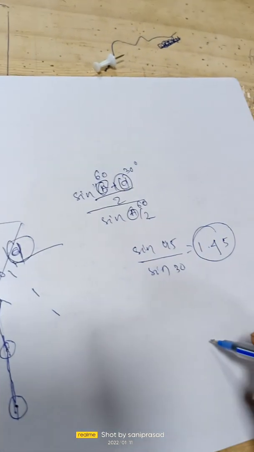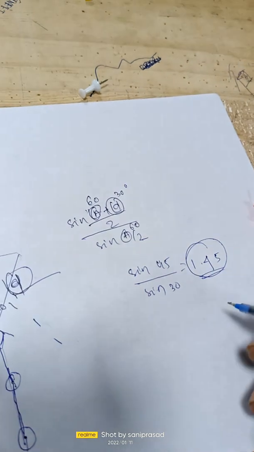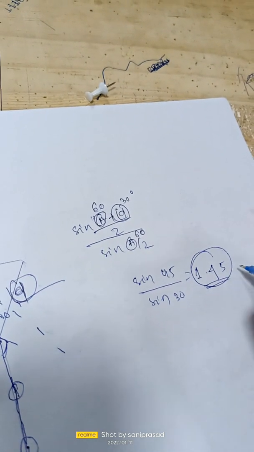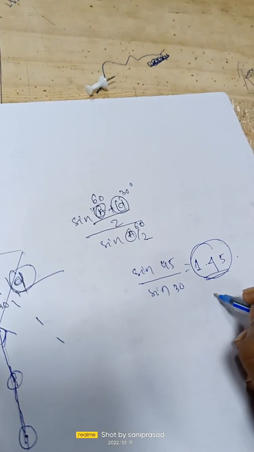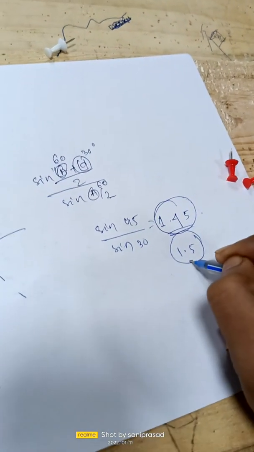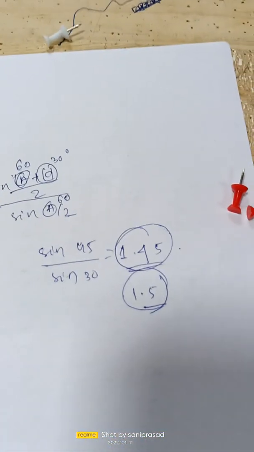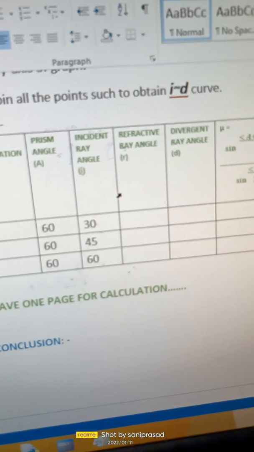Okay, this is the refractive index of a glass prism. It is almost equal to 1.5. Okay, so you can write this value.